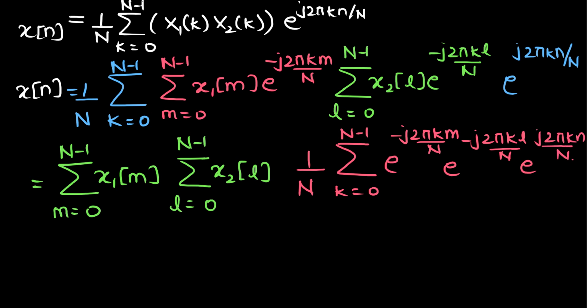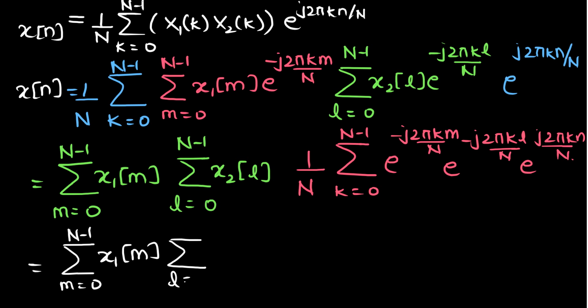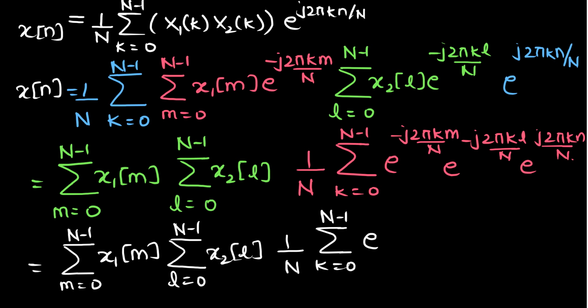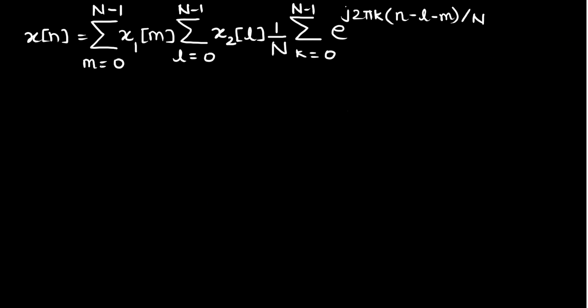So this can be written as summation m running from 0 to N minus 1 x1 of m, summation L running from 0 to N minus 1 x2 of L, multiplied by 1 by N summation k running from 0 to N minus 1 into e to the power j 2 pi k by N, we can take out this j 2 pi k by N outside, and we have n minus m minus L. So we have the value of x of n something like this.